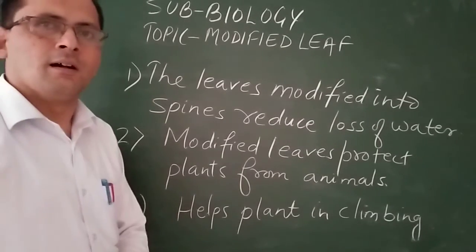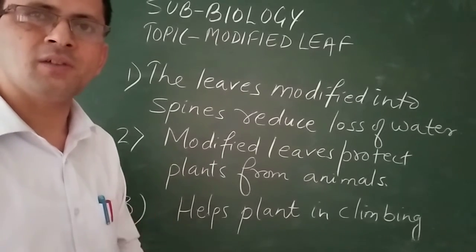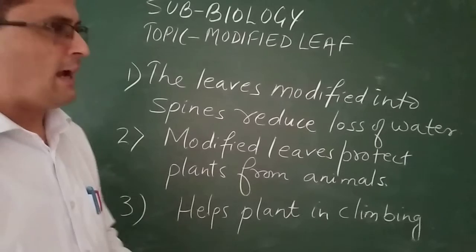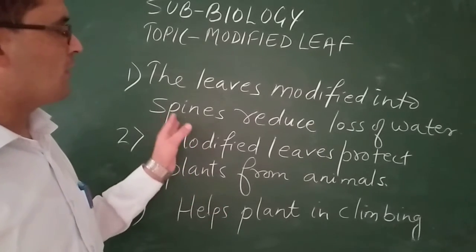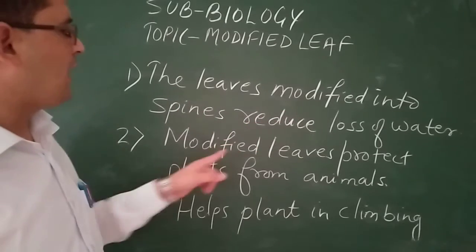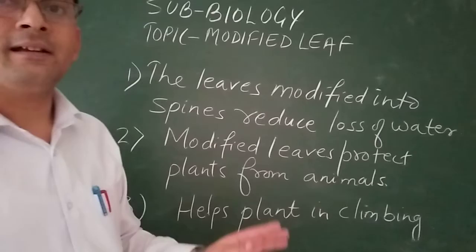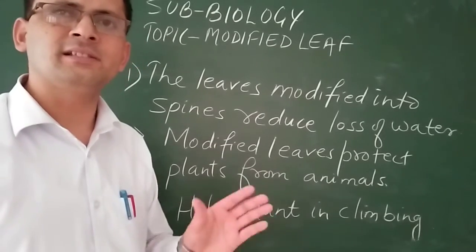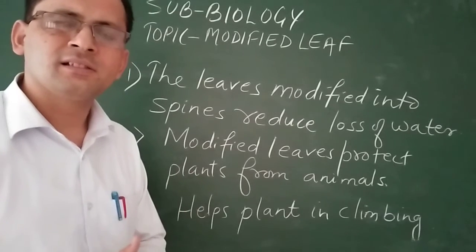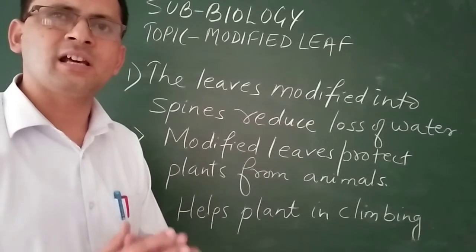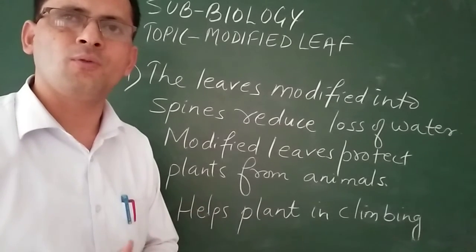So beta, I was telling you that these modified leaves perform some special functions in the body of plant, and some of the functions I have mentioned here. One by one you can see, the first function is that leaves modified into spines reduce loss of water. Like in cactus you can see over the spongy stem there is the presence of spines, and these spines are actually what? These are the modified form of leaf. And these spines reduce the loss of water.